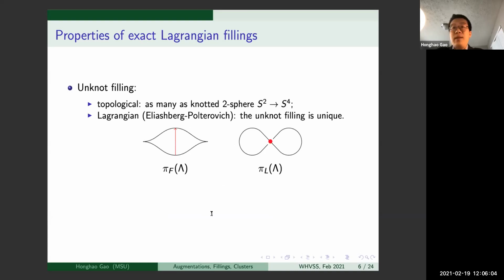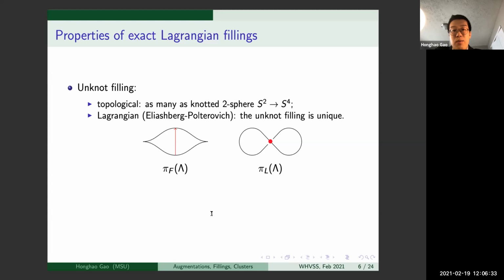So these fillings are somehow abstract to think about in 4-dimensional manifolds. Let me briefly talk about some properties of exact Lagrangian fillings, with a focus on comparing them to the smooth setting. The first one I want to talk about is unknot filling. In the smooth setting, you actually get a lot of unknot fillings.